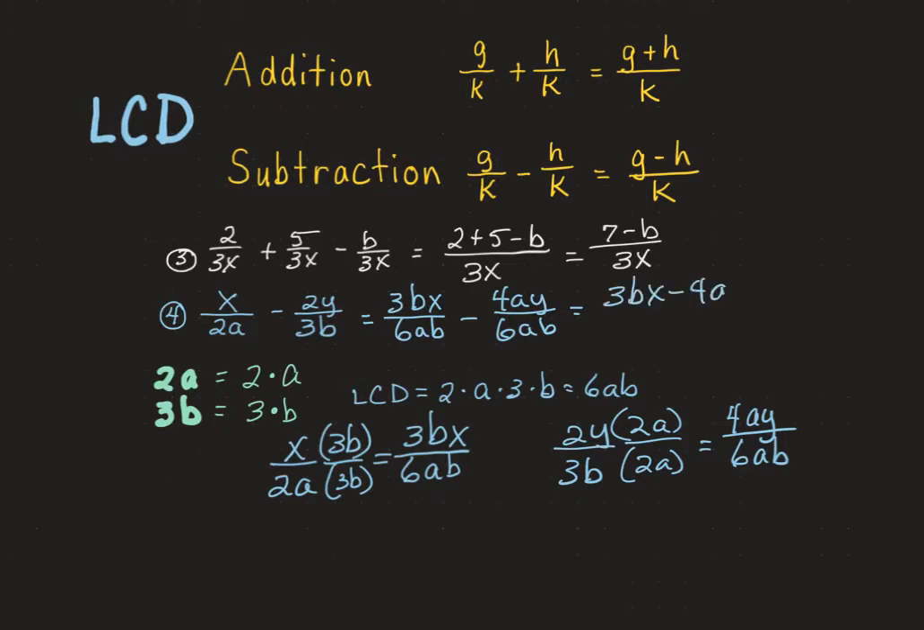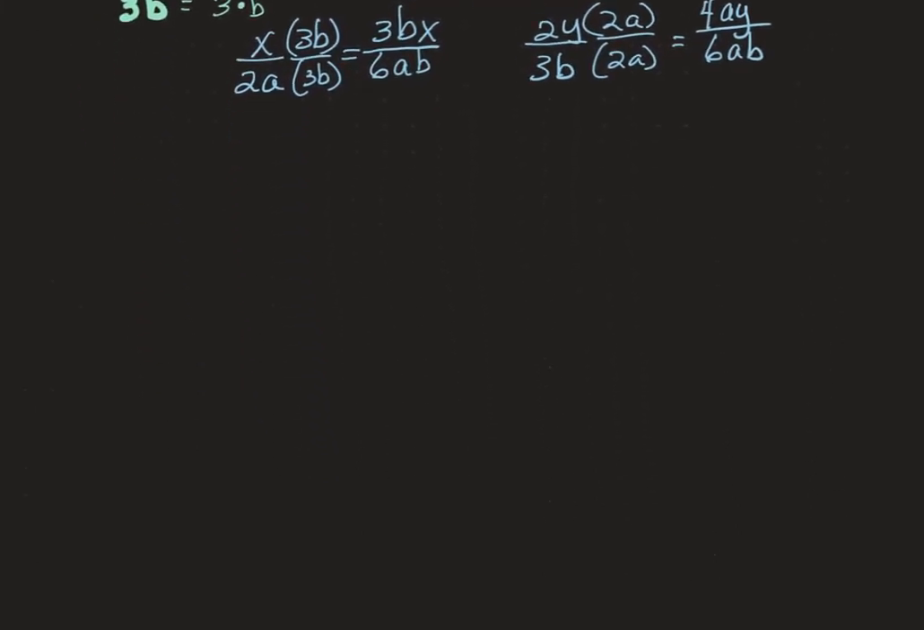3bx minus 4ay over 6ab, and we're done. Now you know the technique. Let's use it on some more challenging problems. Here we have two fractions with different denominators, so let's find our least common denominator.